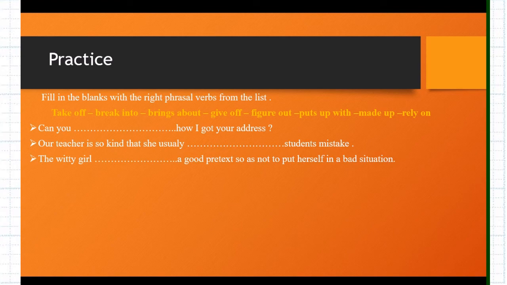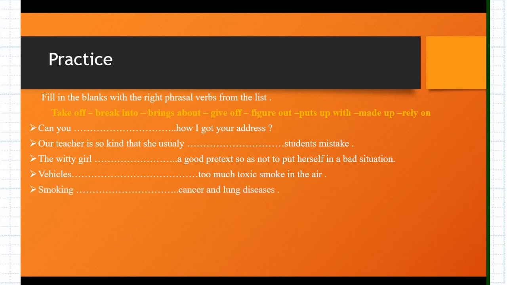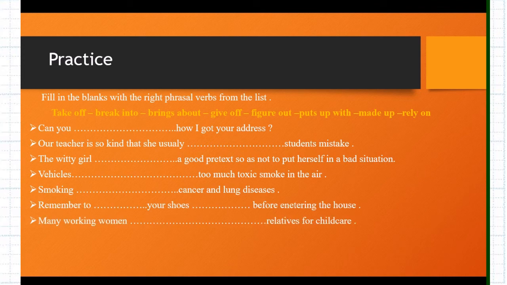The witty girl means a smart girl but in an evil way. She blank a good pretext so as not to put herself in a bad situation. Vehicles like buses and cars, it means means of transportation, blank too much toxic smoke in the air. Smoking blank cancer and lung disease. Remember to blank your shoes before entering the house. Many working women blank relatives for childcare. We had to blank the house because we lost the key.